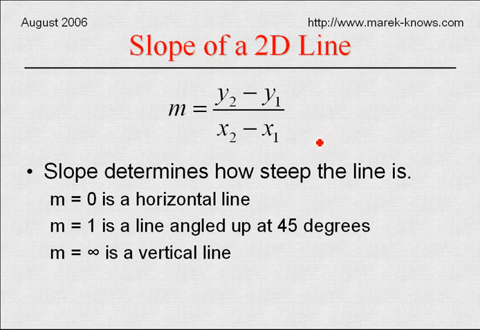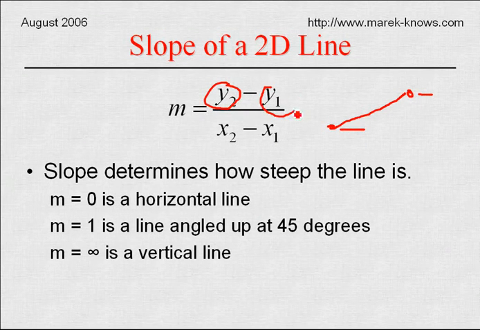Now the slope of a line is given by this equation here. It's equal to the change in y divided by the change in x. So again, if we had 2 points like this, then the slope of this line would be, this value would be y2, and this value would be y1. You subtract these two, so you get this distance here.